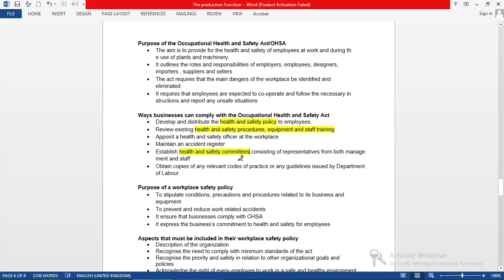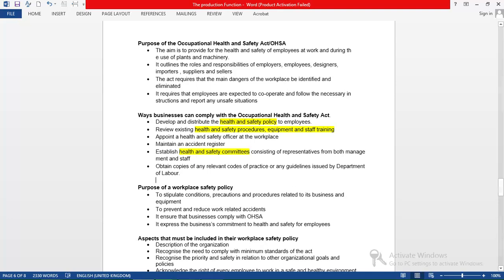And there should be a health and safety committee, a committee that is responsible for health and safety at the workplace, for the safety of employees, and to make sure that the environment is healthy and safe for employees. That committee will be dealing with anything that deals with health and safety, right? Also, the business should obtain copies of any practices from the Department of Labor about health and safety, or any new things that come by. They should be able to obtain those copies and update their documents regularly. This is how you as a business comply with health and safety at the workplace, right?